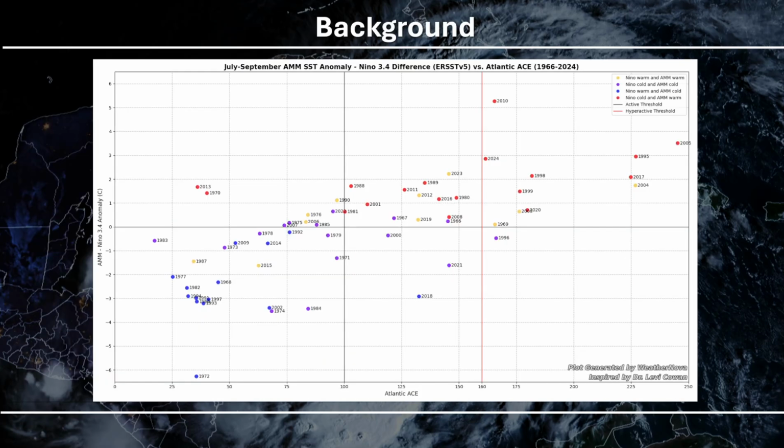So for example, the red dots are when Nino 3.4 is cold and the AMM is warm. That's generally a favorable configuration for the Atlantic, and you typically, as a result, see more active Atlantic hurricane seasons take place. While on the flip side, a blue dot tells you that Nino 3.4 is warm and the AMM is cold. Generally bad, so you typically have less active hurricane seasons there in the blue dots.